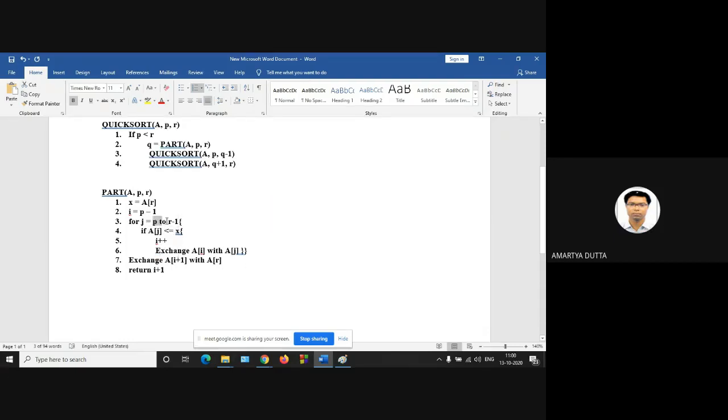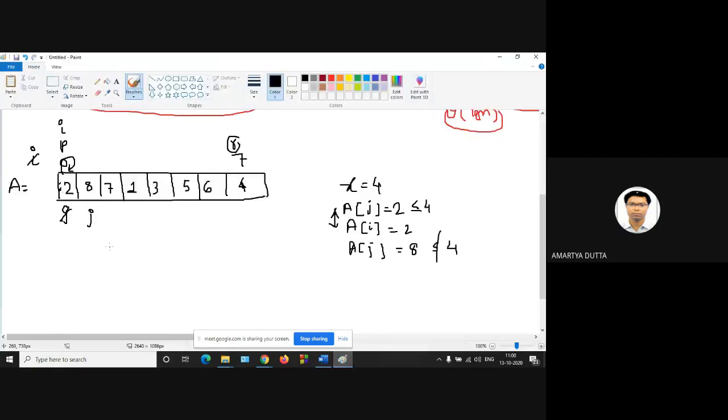We have to increase the j unless and until we are at the r-1 position. So again increase this j at this position. Now what will be the value of aj? 7. So aj is now at this position and the value is 7.